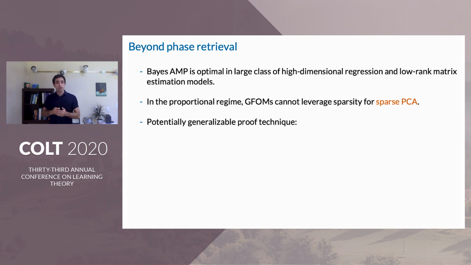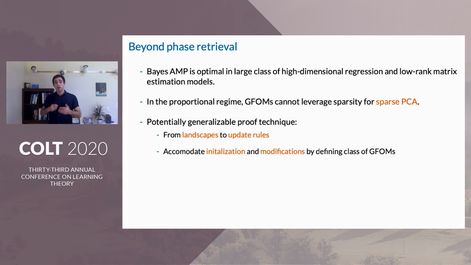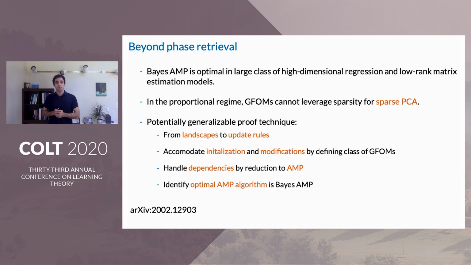Finally, we provide a proof technique which we expect will be useful in many other contexts. Let me remind you of the major steps in this argument. First, we move from thinking about optimization landscapes to thinking about update rules. We accommodate informative initializations and many modifications one could make to a first-order method by defining the class of general first-order methods. We handle the complex dependencies between the iterates of the general first-order methods and the data by reducing them to AMP algorithms. And we identify that the optimal AMP algorithm in these models is given by Bayes AMP.